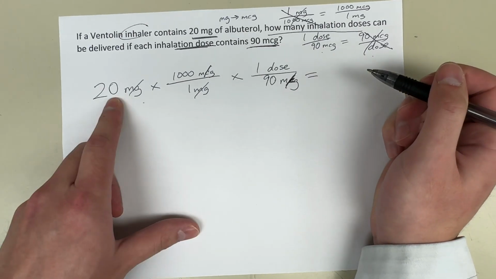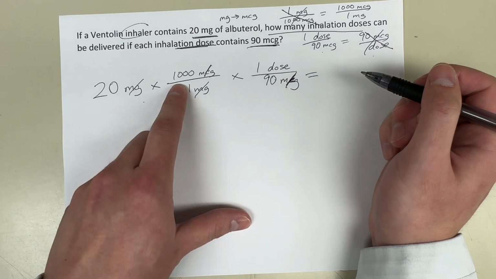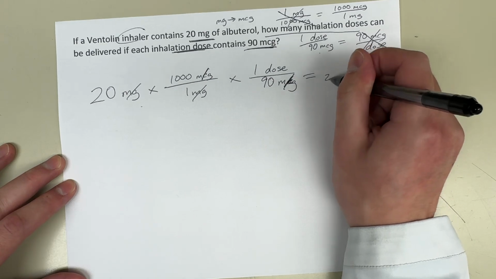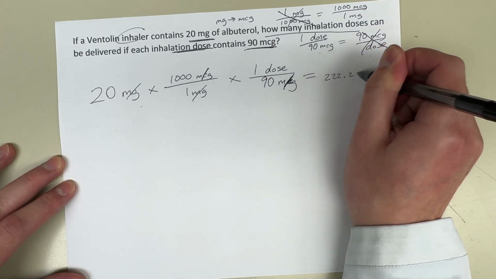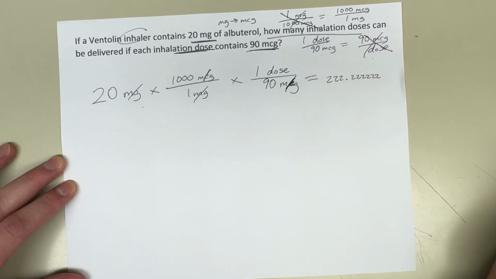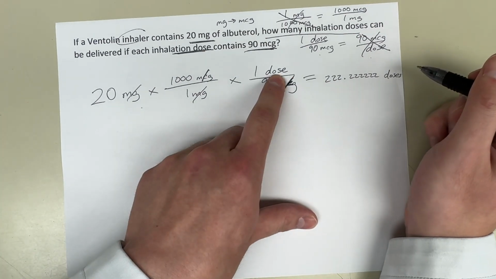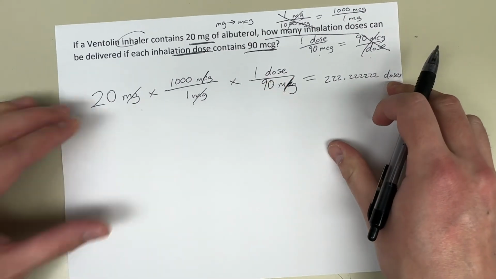So when I solve for this, 20 times 1,000 over 1, times 1 over 90, you should get 222.22222 repeating doses. Right, because doses has not canceled out yet, that's why the answer is in doses.